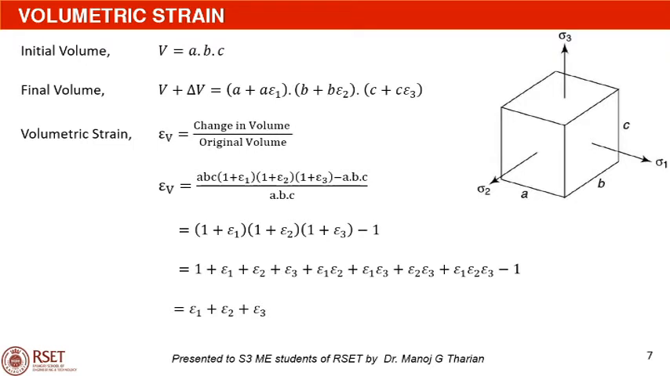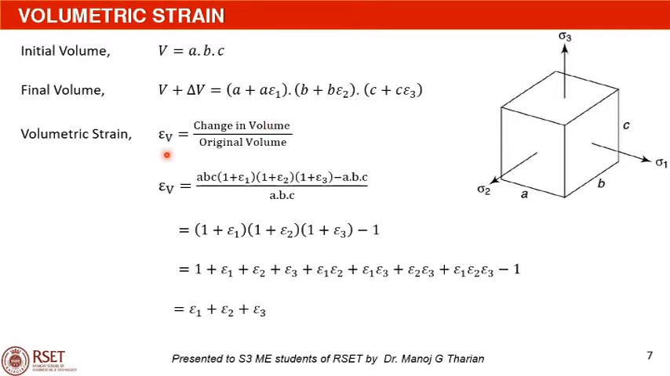The initial volume V of the cuboid is equal to A into B into C. As a result of the stress, the volume will get increased to V plus delta V. Let epsilon 1 be the strain along the direction of A, epsilon 2 be the strain along the direction of B, and epsilon 3 be the strain along the direction of C. So, the new volume of the cuboid, V plus delta V, is equal to A plus A epsilon 1 into B plus B epsilon 2 into C plus C epsilon 3.